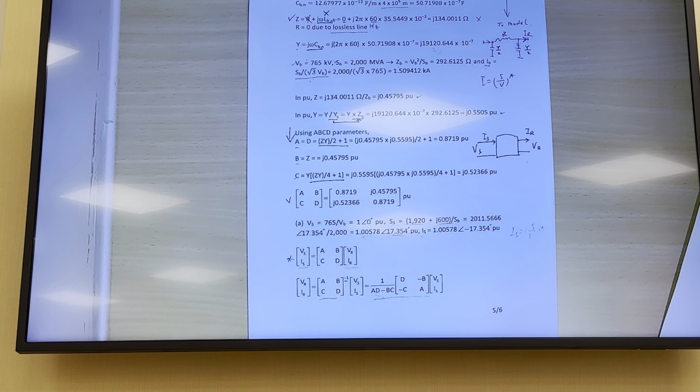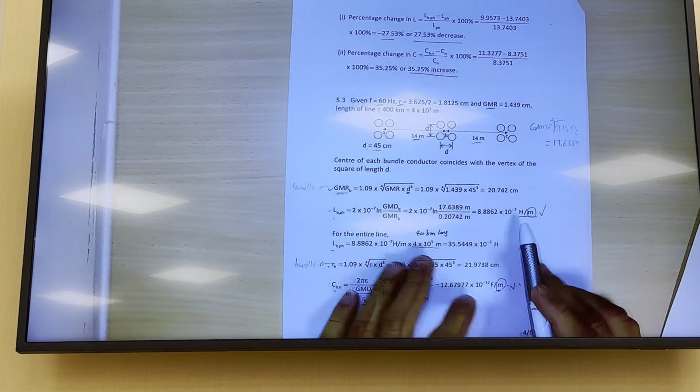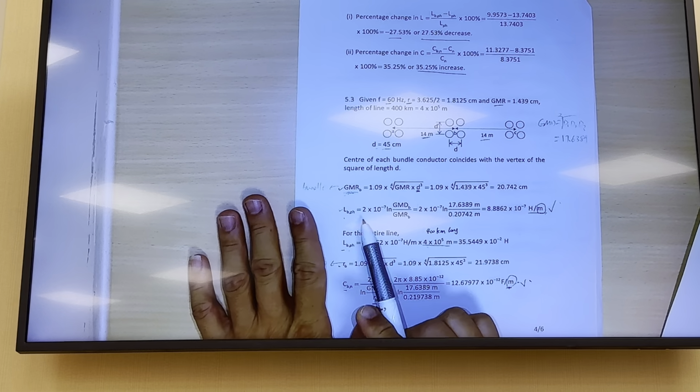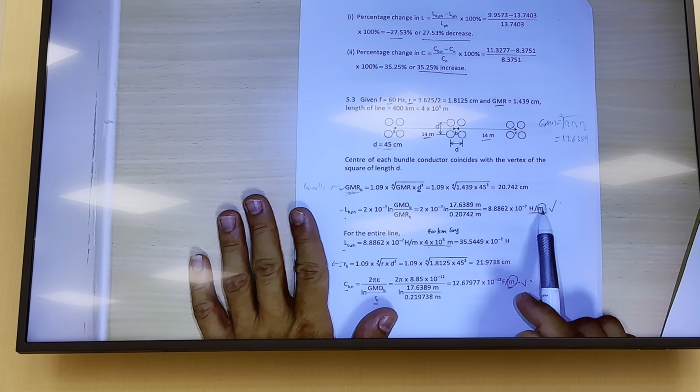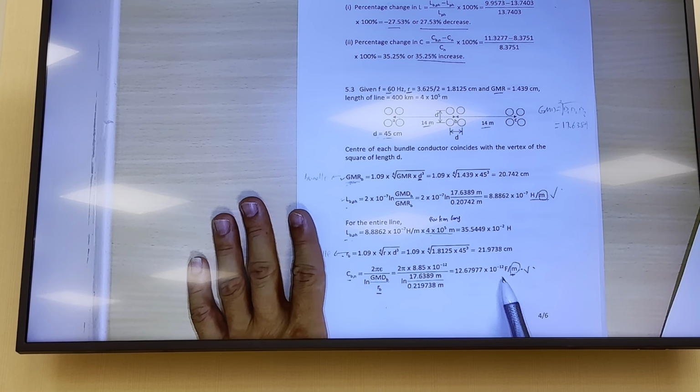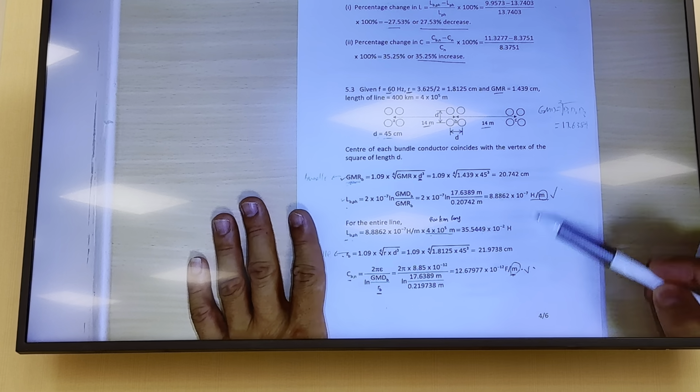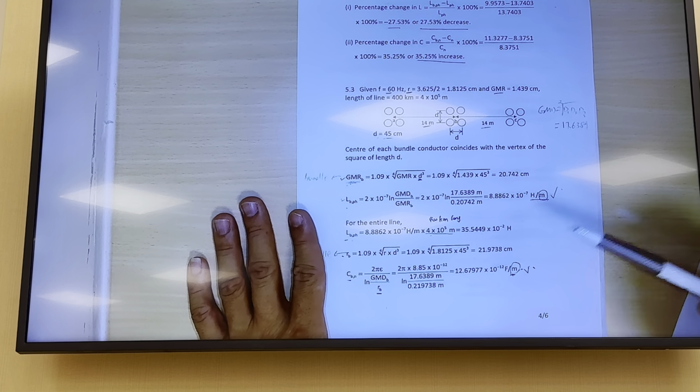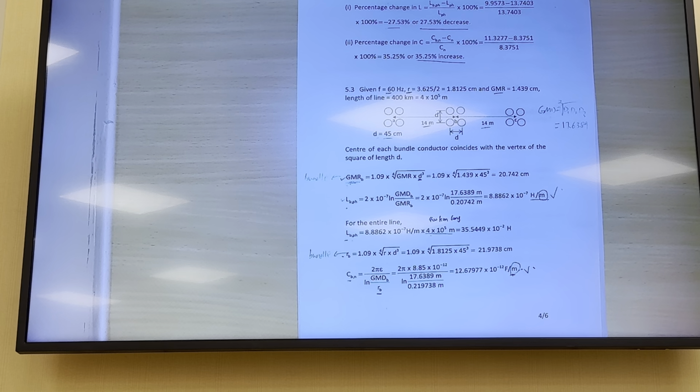And finally, note that all the calculated values for L and C are value per meter, okay? Because of this coefficient. This is Henry per meter. This is Farad per meter. Okay, so these two you must understand. Then you convert them into per kilometer value, but that is per kilometer value.